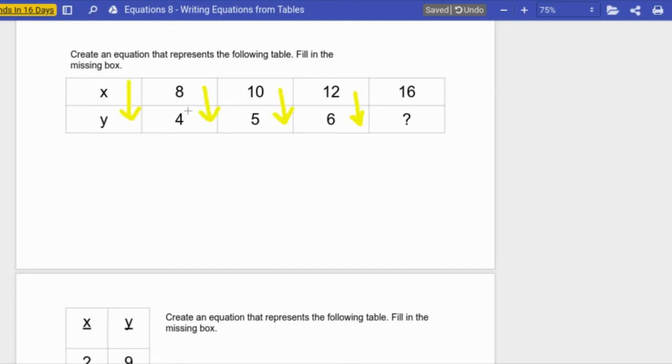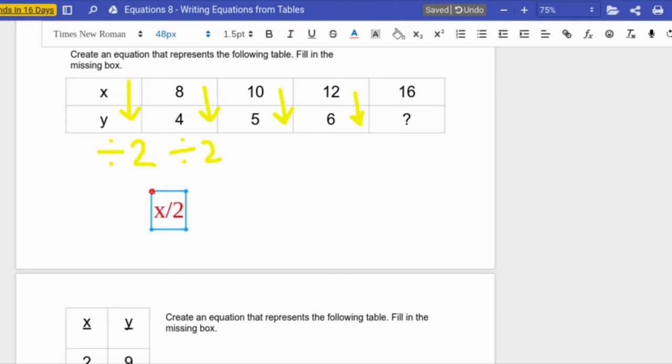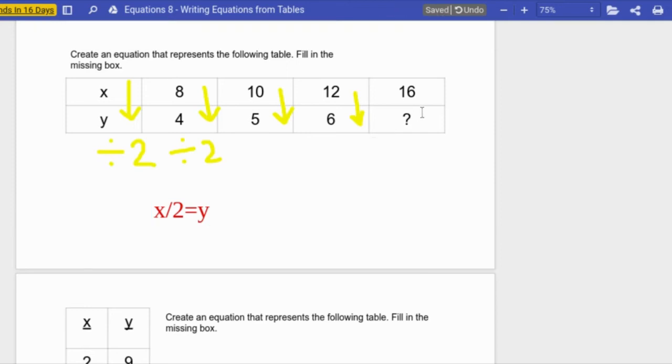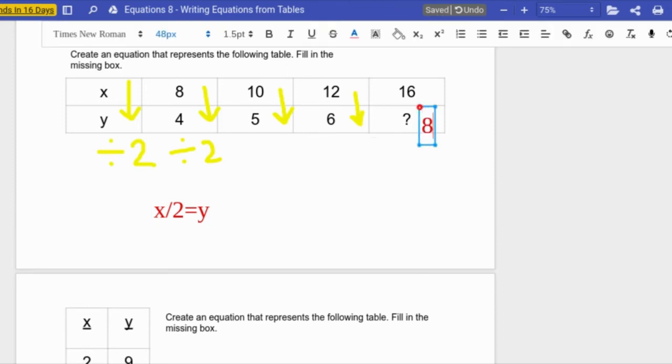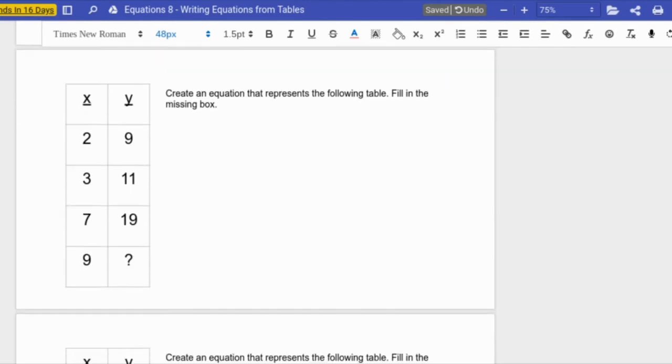But I can also get to 4 by doing 8 divided by 2. Is 10 divided by 2 5? Yes. Is 12 divided by 2 6? Yes. So it looks like my pattern here is to divide by 2. So I put my x in and I divide it by 2, and that gives me my output, or my y. So if I do that to this number, 16 divided by 2 is 8. So my output would be 8.